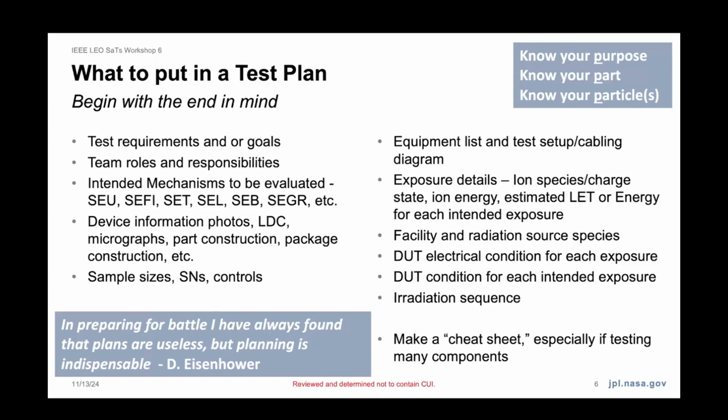And particles. Given our requirements, what are the ion species and energies that we need to achieve those requirements? What's our approach? Where are we going to start in LET? Map out the ion change plan, depending on what we see, and then make a cheat sheet, right? Sometimes we'll be testing a dozen different parts in one test, and we don't want to have to go through a 12-page test plan. And so cheat sheets for all of those are a handy way to remind ourselves what the really important things are for each of these types of components.